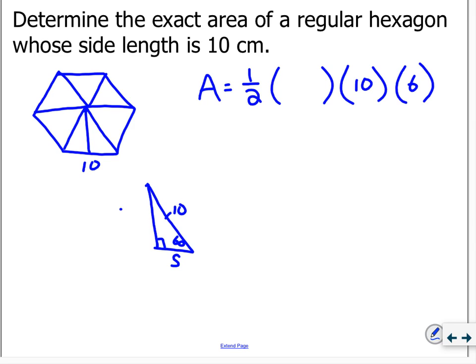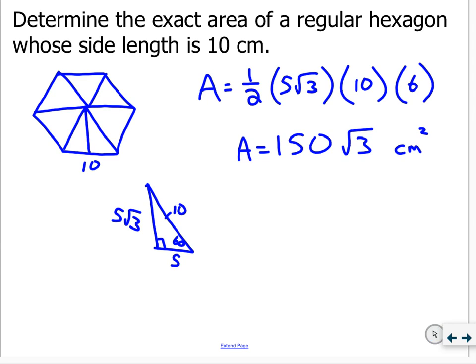So how long is that longer leg? How long is the apothem? Yeah, the apothem is 5 radical 3. Love it. And because it says exact area, I am not doing any decimals there. So when I multiply all this out, half of 10 is 5. And then 5 times 5 is 25 times 6 is 150. So my area is 150 radical 3 square centimeters.